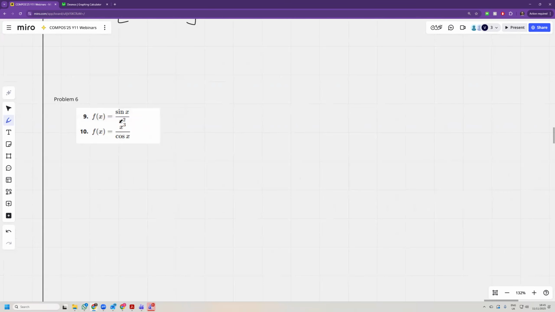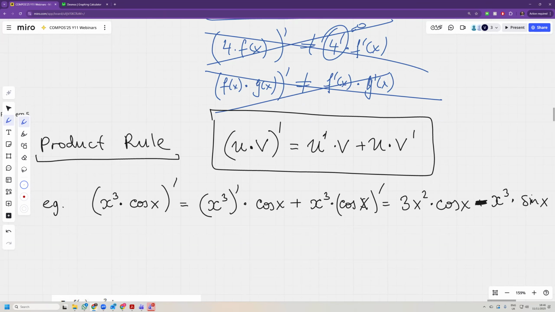The product rule is that the derivative of a product of two functions is the derivative of the first function times the second function plus the first function times the derivative of the second function. This is called the product rule. The quotient rule is for division. When you divide two functions, it's the derivative of the first function multiplied by v minus u times v dash, divided by v squared. So this is known as the quotient rule.